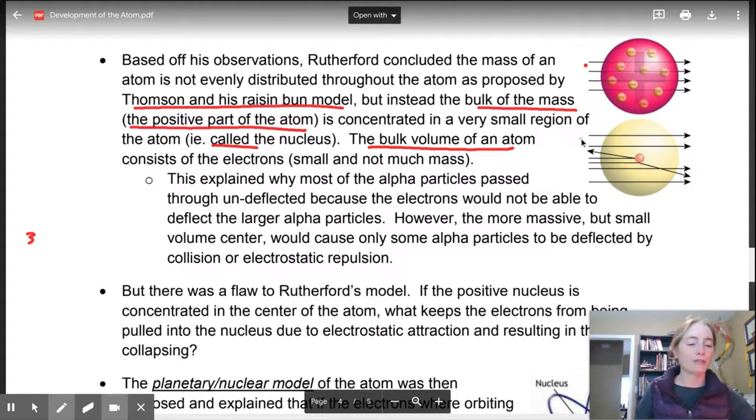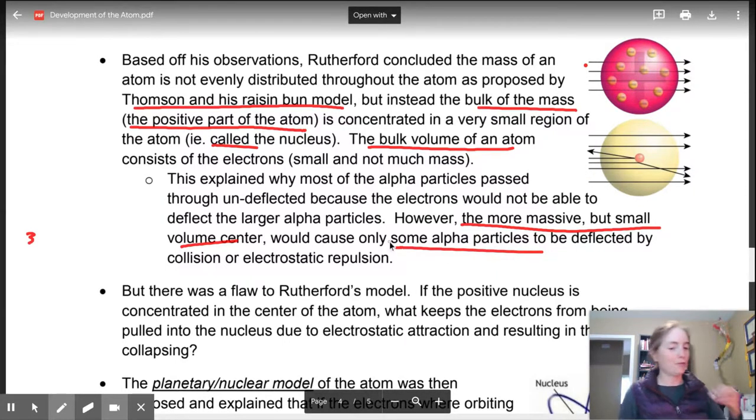So because most of the volume of an atom is nothing, just empty space. Because electrons are so tiny and nuclei are so dense. Okay? So the more massive but small volume center would only cause some of the alpha particles to be deflected. Now remember, alpha particles are positively charged. So when you have an alpha particle come close to the positively charged nucleus, they're going to repel each other. So that's other evidence to why the deflection was in the pattern that it was in.